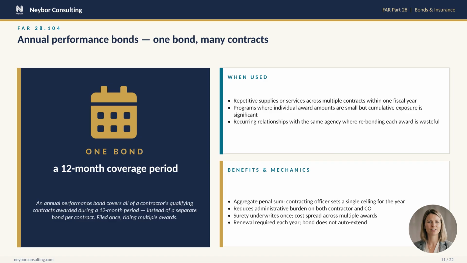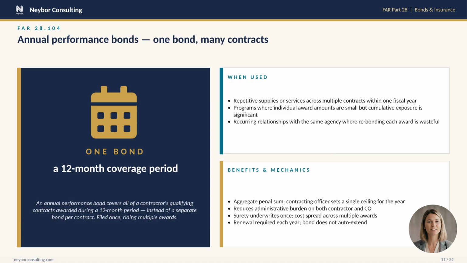The contracting officer sets a single aggregate penal sum for the year. That's the maximum the surety will ever pay across all your contracts in that period. Both you and the contracting officer save the time and cost of writing a fresh bond on every award. The surety underwrites you once, you pay one premium, and the cost is effectively spread across multiple awards.